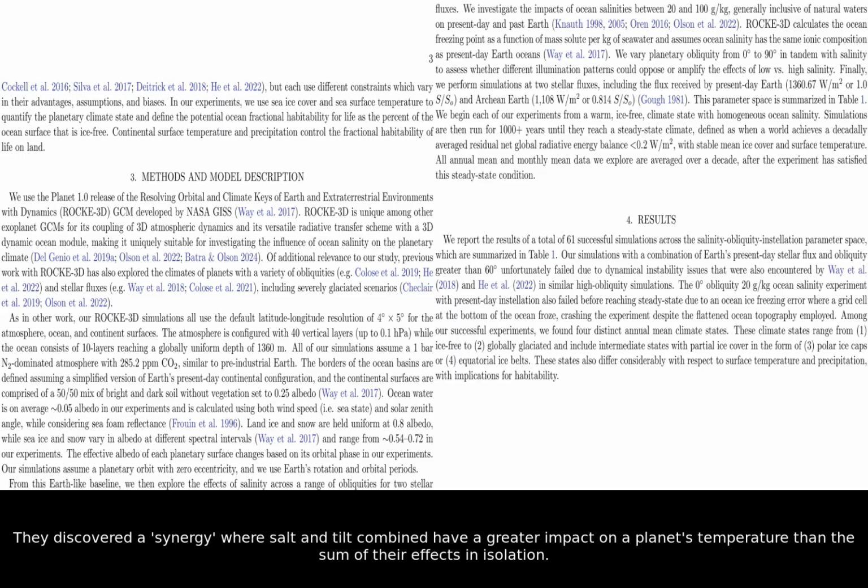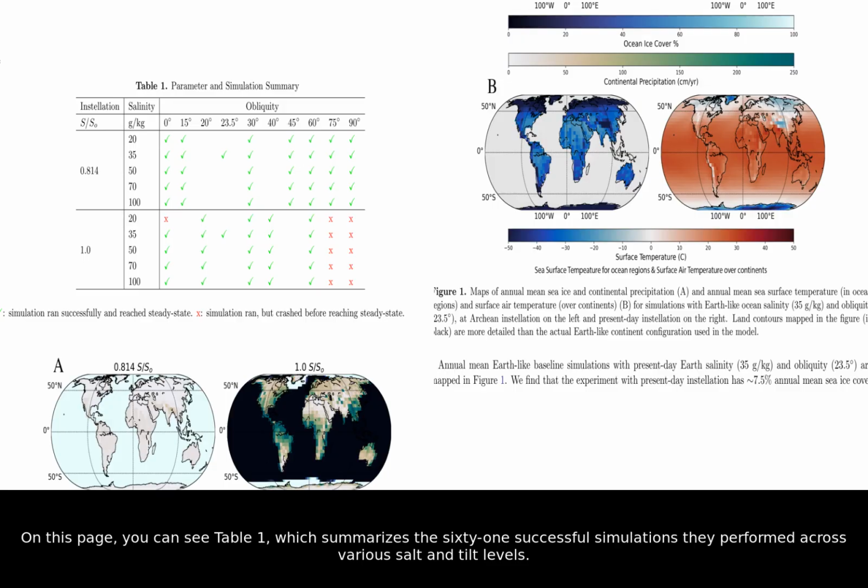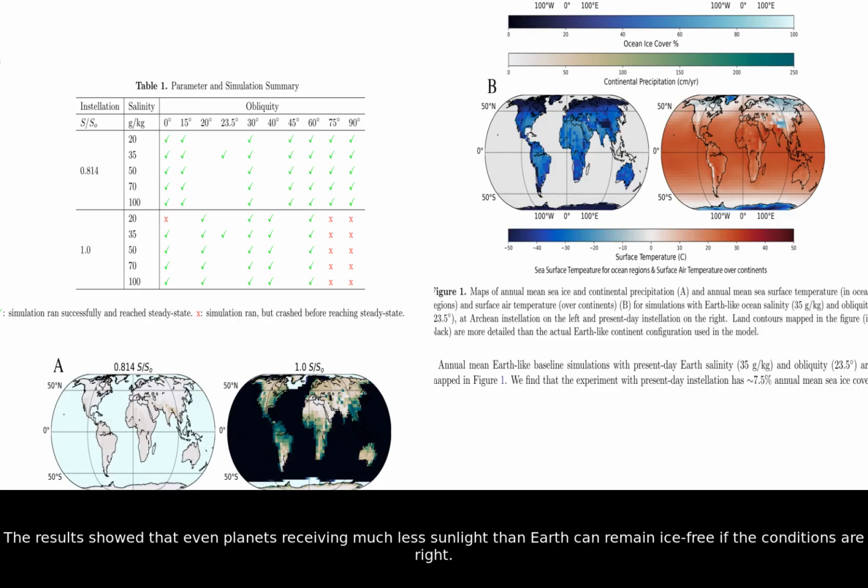They discovered a synergy where salt and tilt combined have a greater impact on a planet's temperature than the sum of their effects in isolation. This happens because of the ice-albedo feedback, where less ice leads to more absorbed heat, which in turn melts even more ice. On this page, you can see Table 1, which summarizes the 61 successful simulations they performed across various salt and tilt levels. The results showed that even planets receiving much less sunlight than Earth can remain ice-free if the conditions are right.